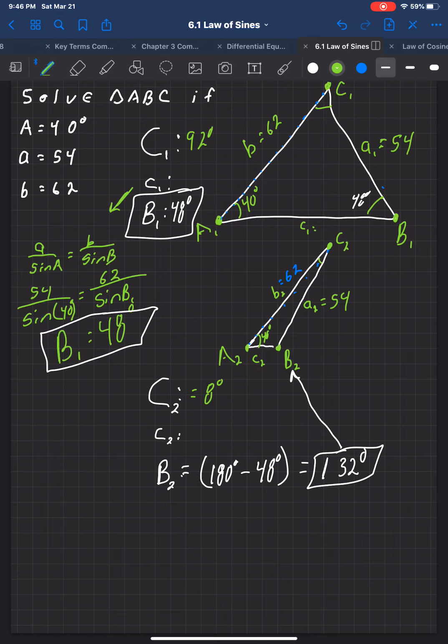Now, finally, again, you have a whole lot of information. The only thing left to do is to use the law of sines to figure out side C. And I'm just going to give you those results. You can go through them on your own time. What you should find is that side C for the large triangle is 84, and side C of the small triangle is 11.7.